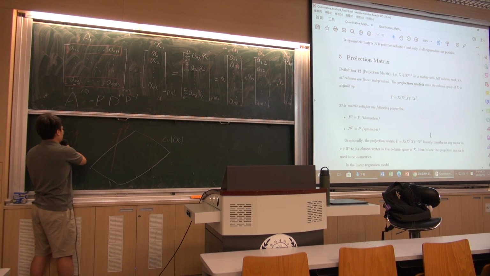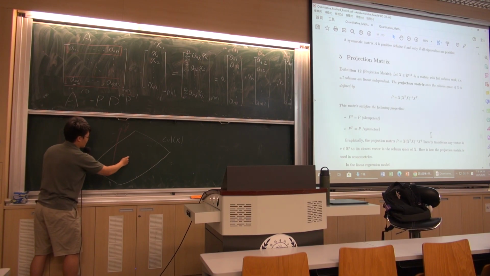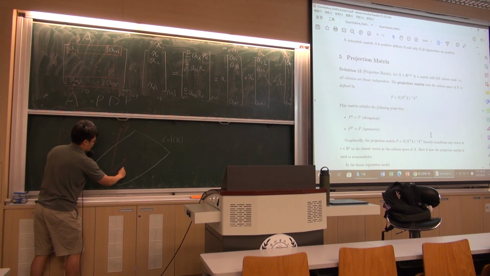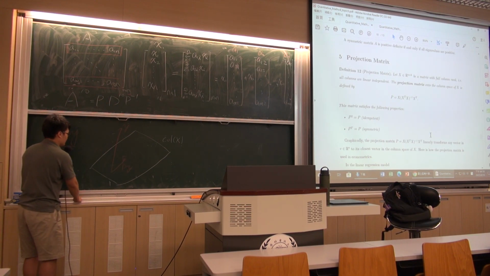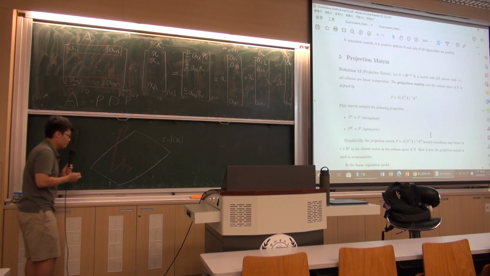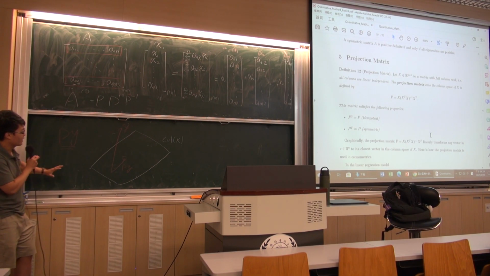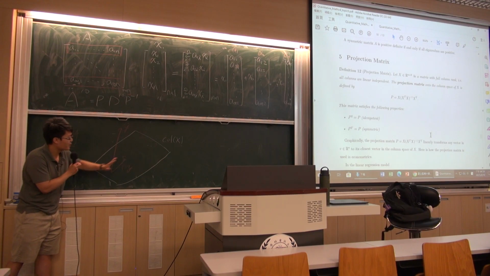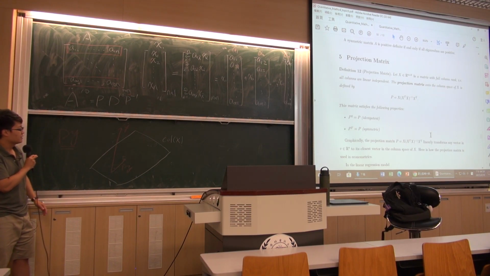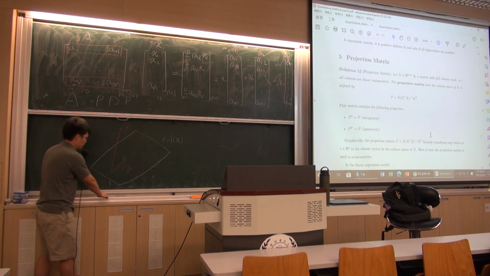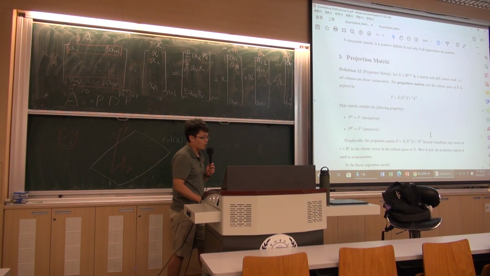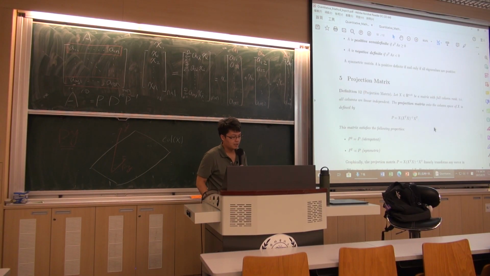Once you multiply by this projection matrix, it's going to give the corresponding vectors here. This is P times Y, which is what you get after you multiply by the projection matrix, and it lands exactly on the plane. So that is the idea of the projection matrix.